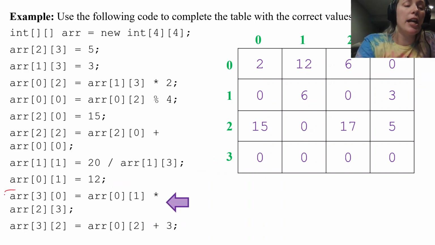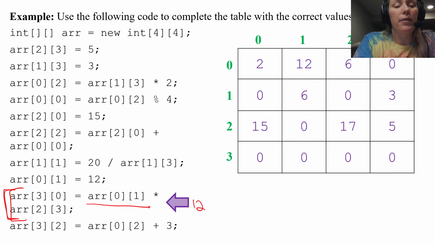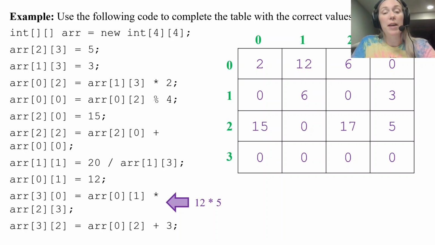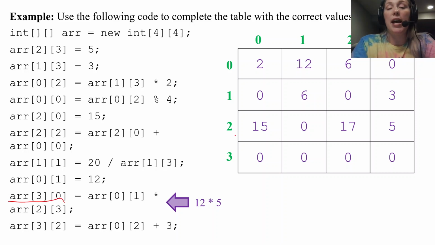The value at 0, comma 1 is going to be 12, so we'll change that. Again, this right here kind of goes on two lines. But it says takes this value, 0, 1 is going to be 12, and multiply it by this value here at 2, comma 3 is going to be 5. So 12 times 5 is 60. 60 is going to be stored in 3, comma 0, which is right here.